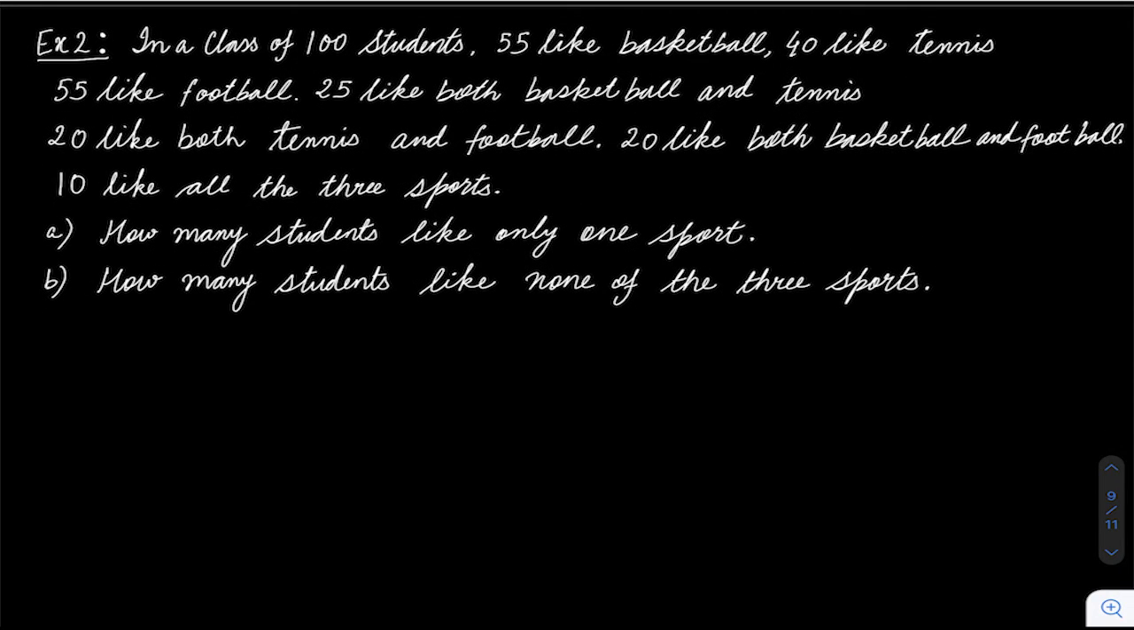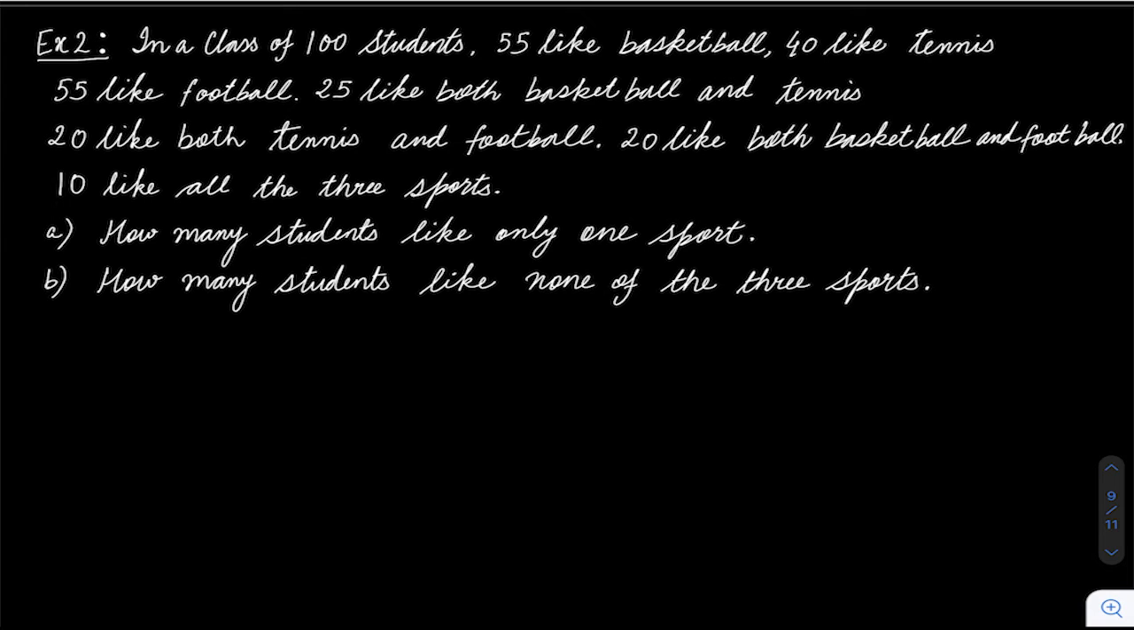Okay, let's try one question on this. In a class of 100 students, 55 like basketball, 40 like tennis, 55 like football, 25 like both basketball and tennis, 20 like both tennis and football, and 20 like both basketball and football. 10 like all the three sports. So how many students like only one sport? How many students like none?